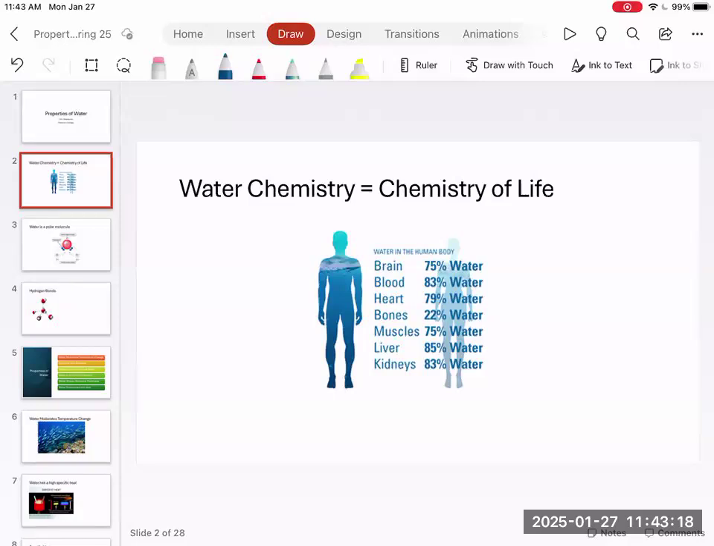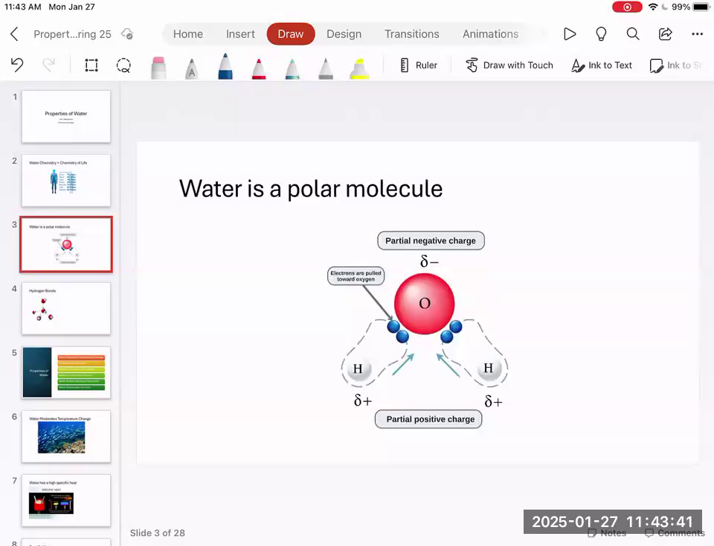On average, the human body is about 60% water, and you can see that certain areas have more water than others. For example, the liver is 85% water. That's pretty high. So understanding water chemistry is a really important aspect of understanding human biology and the biology of all other living organisms.